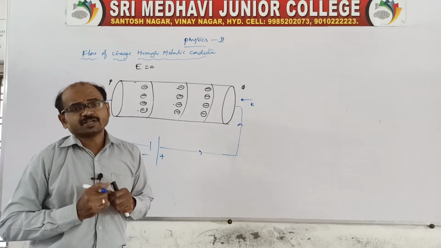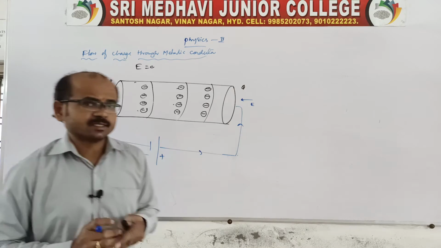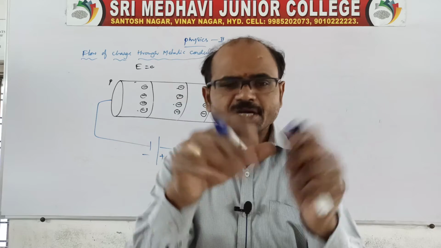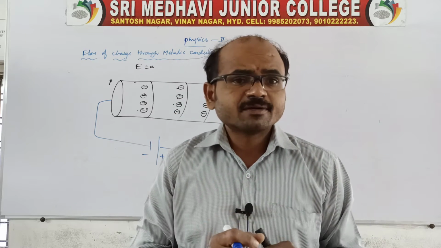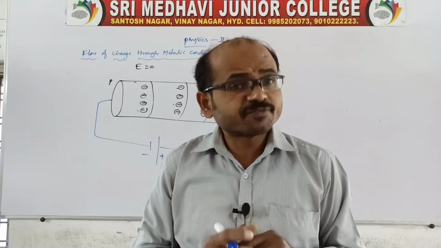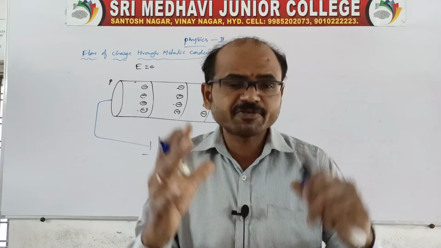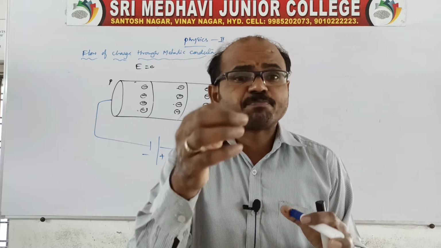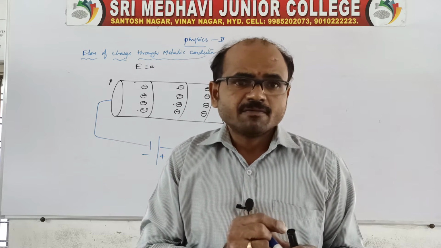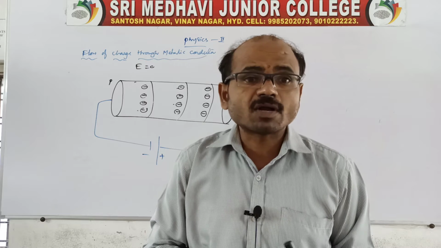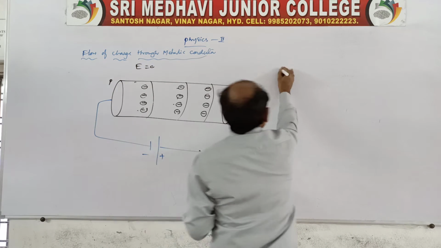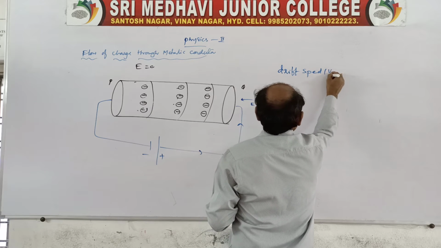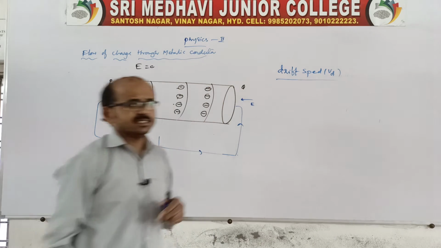Therefore, because of the applied electric field intensity, all electrons are modified, and the stream of electrons moves opposite to the applied electric field intensity with a particular speed. That particular speed is nothing but what we call the drift speed. It is very, very important. Drift speed, Vd, D for drift.